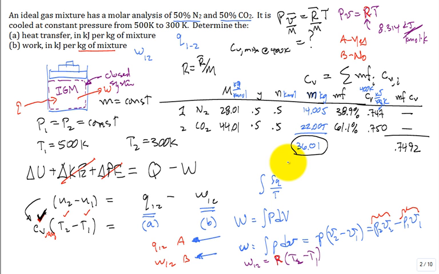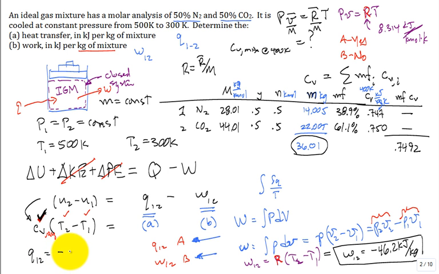All right, so I'm running out of room, but I can calculate this work 1 to 2 from first principles as R times T2 minus T1, and the work comes out to be negative 46.2 kilojoules per kilogram. So in this case, we did calculate part B first, but you didn't have to. Once I know that, I can come back up here. I have the C sub V average, and T1 and T2 are known, and I just calculated the work 1 to 2. I now can calculate Q 1 to 2, and it's negative 196 kilojoules per kilogram.